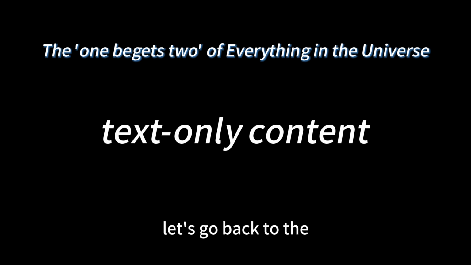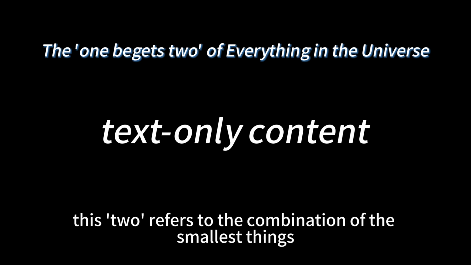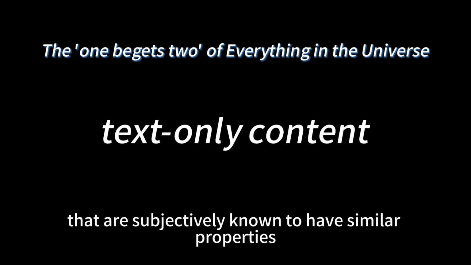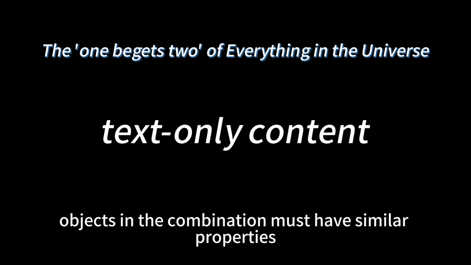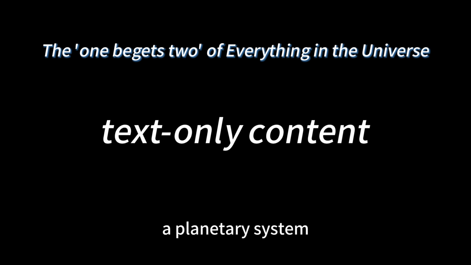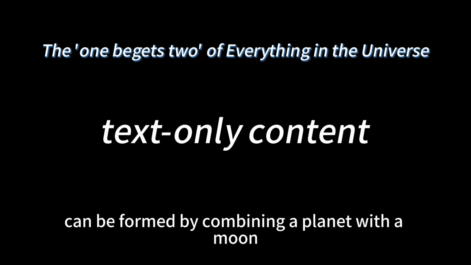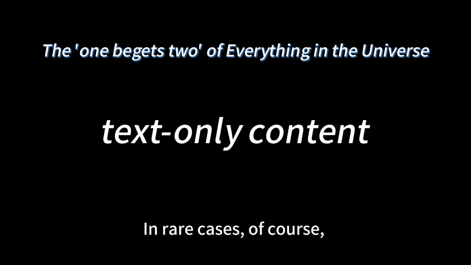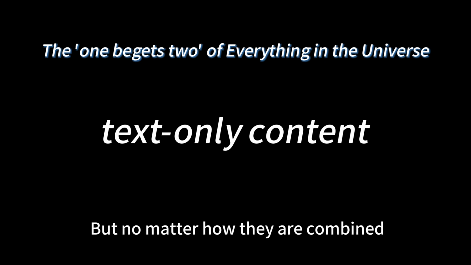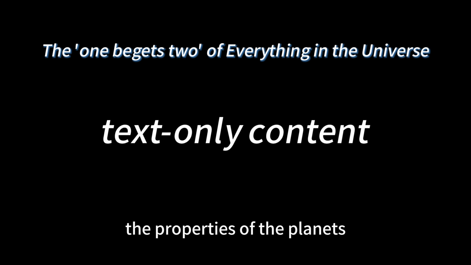Let's go back to the 2 in 1 begets 2. This 2 refers to the combination of the smallest things that are subjectively known to have similar properties. An important piece of information here is that the objects in the combination must have similar properties. For example, 1. A planetary system can be formed by combining a planet with a moon, or by combining a planet with multiple moons. In rare cases, of course, it can be made up of multiple planets with multiple moons. But no matter how they are combined, the properties of the planets and moons are very similar to each other.